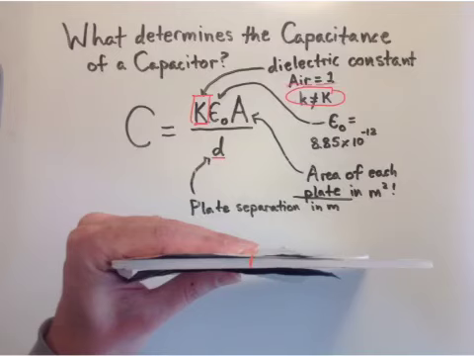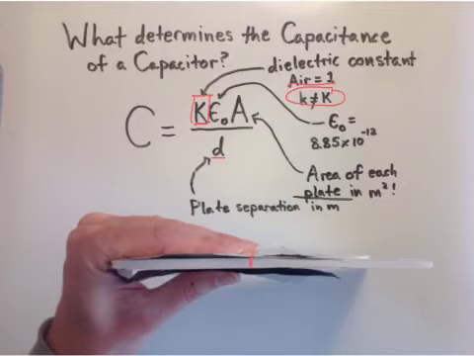Air is 1. Paper is probably something like 2.5. Styrofoam might be, I don't know, 3.6. I don't know the particular values, but note, I'm saying smallish numbers. 9 times 10 to the ninth is enormous. Kappa will never, ever, ever be that big.